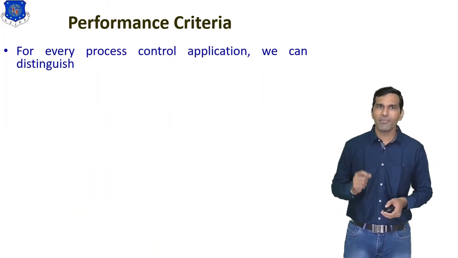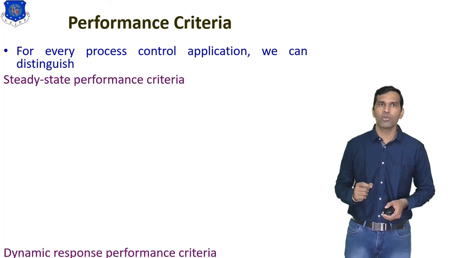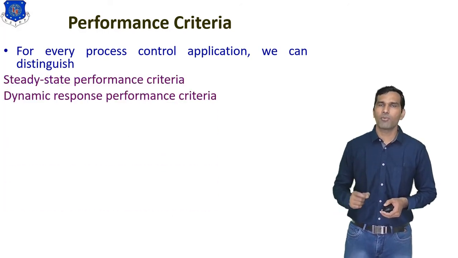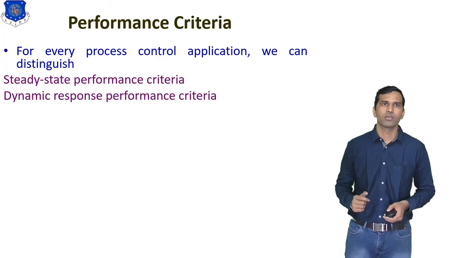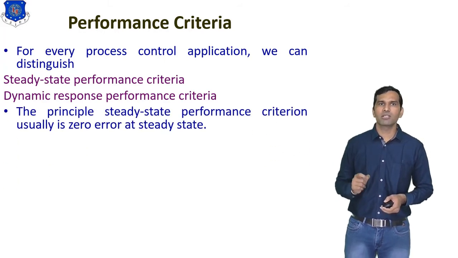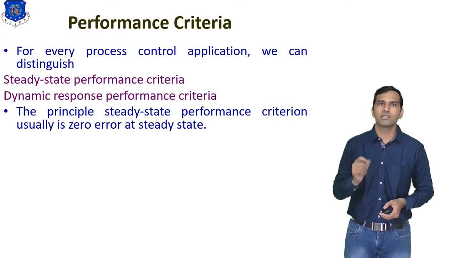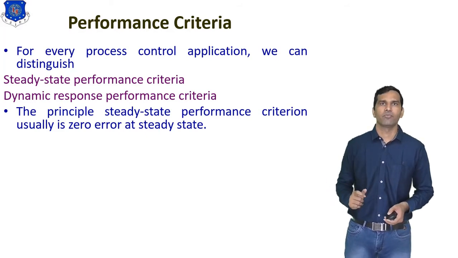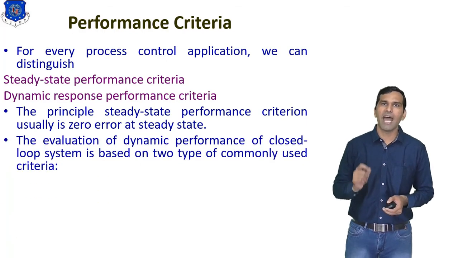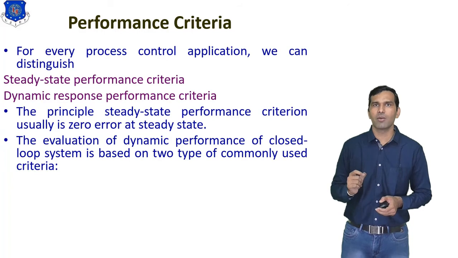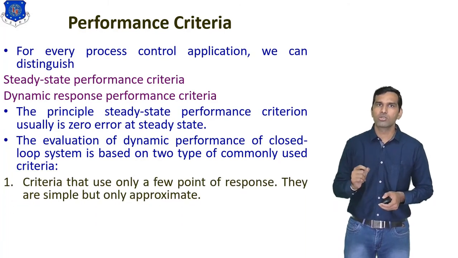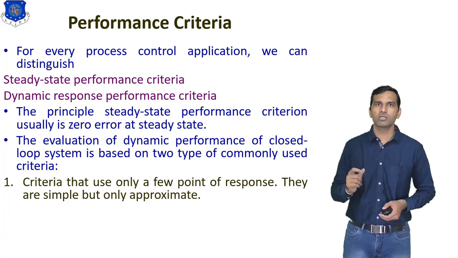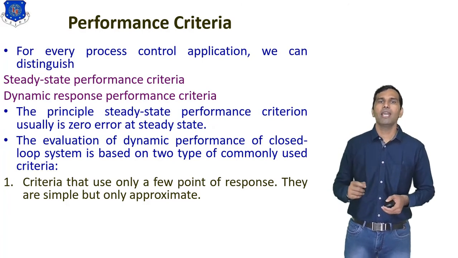Now for every process control application, we can distinguish accordingly the steady state performance criteria, and the second one is the dynamic response performance criteria. The principal steady state performance criterion usually is zero error at steady state, and the evaluation of dynamic performance of closed loop system is based on two types of commonly used criteria. The first one is criteria that use only a few points of response. They are simple but only approximate.